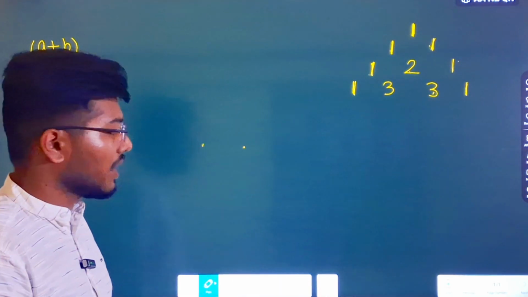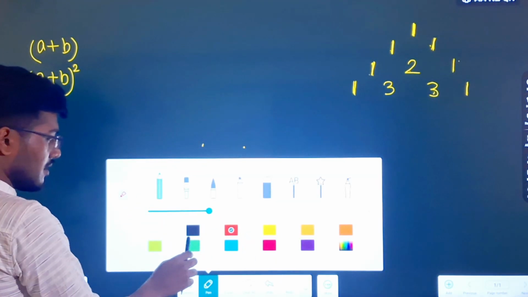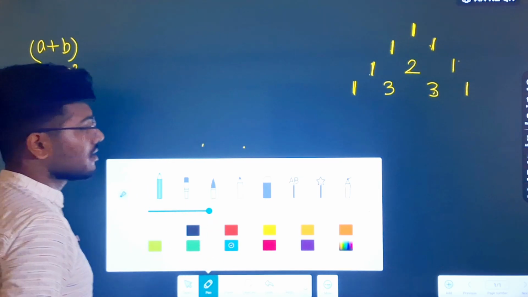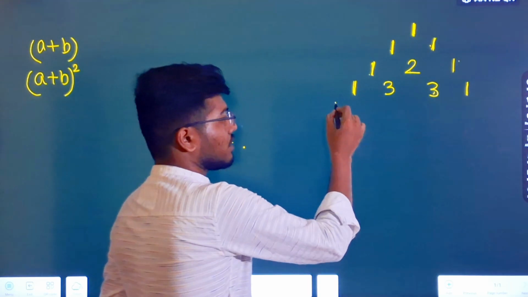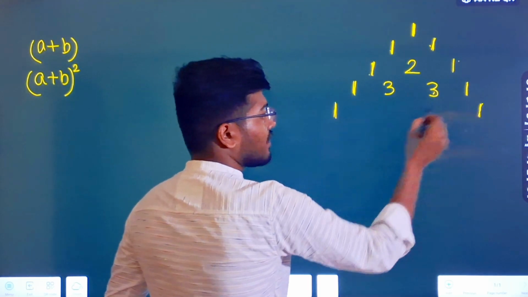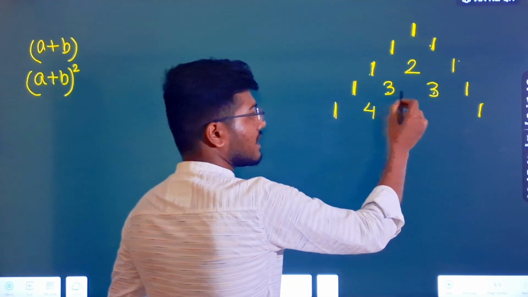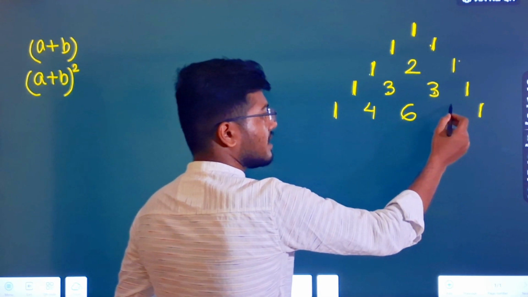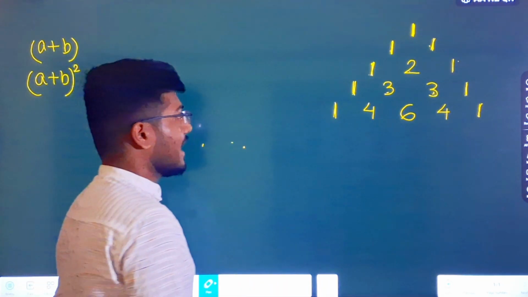Everyone, do you understand how you find out Pascal's triangle? Yes or no? Next line starts with 1 and ends with 1. If you add 3 plus 1, the answer is 4. 3 plus 3 is 6. 3 plus 1 is 4. Everyone, do you understand? Yes or no? Okay.